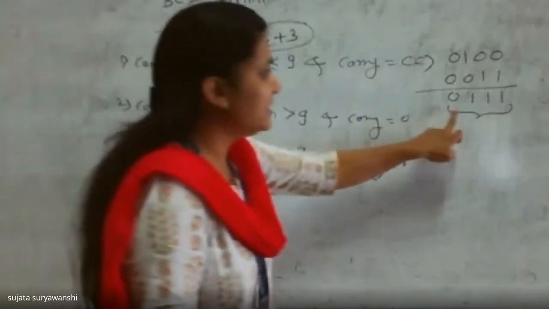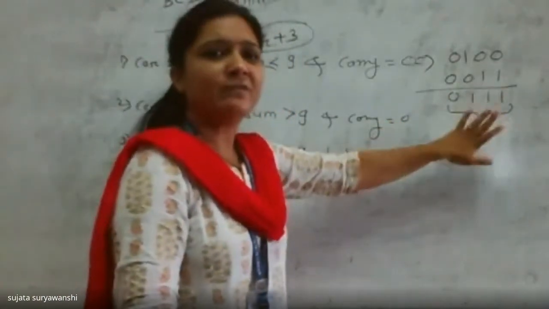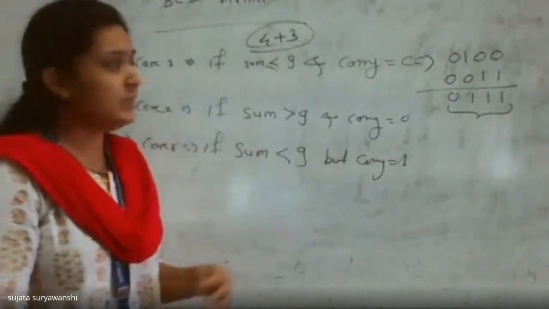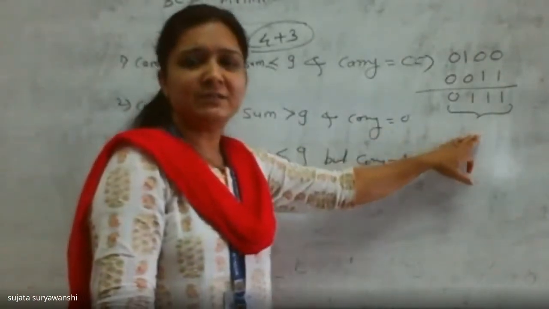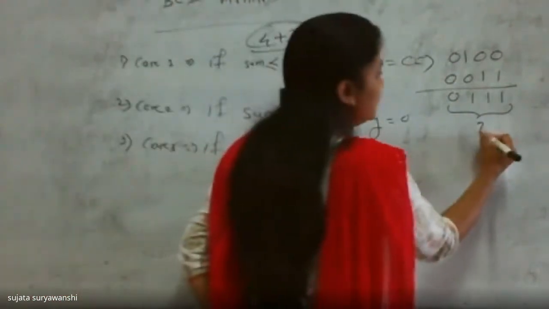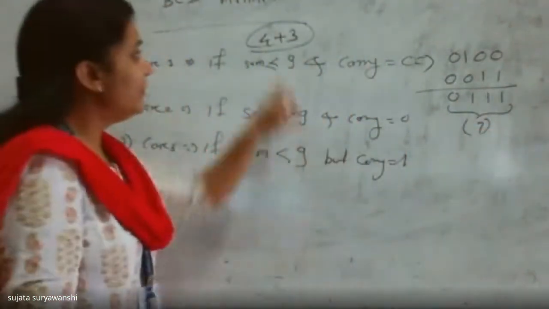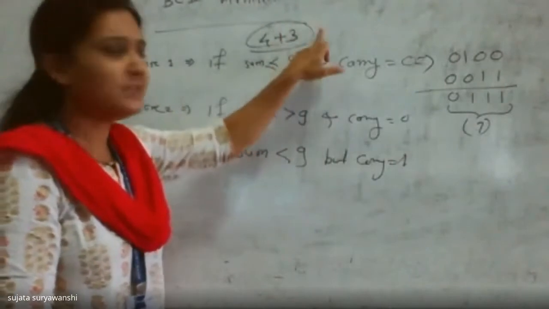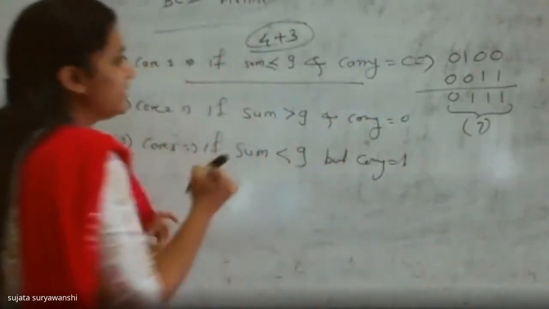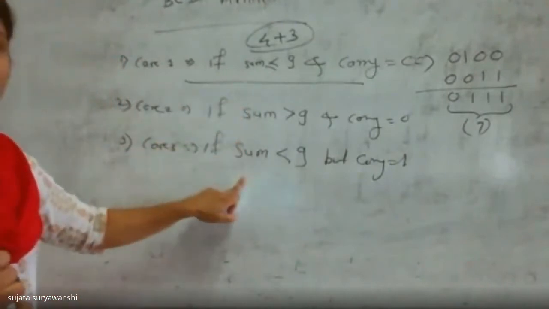This result is 0111. Tell me the equivalent decimal number of 0111. What is the decimal equivalent of this? Yes, very good. 7 is the result of 4 and 3. 4 plus 3 is 7. Then just check the case, whether that case is a first case, second case, or third case.